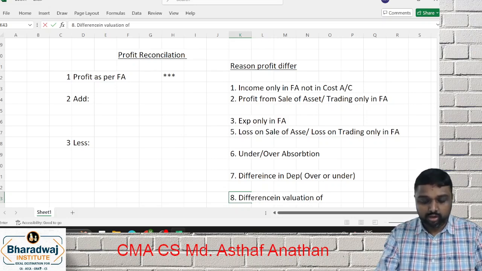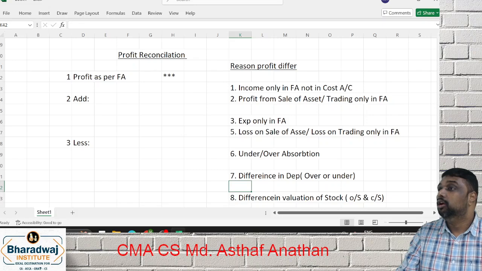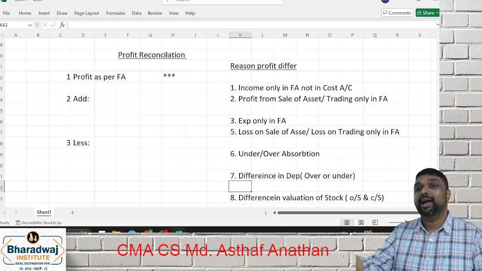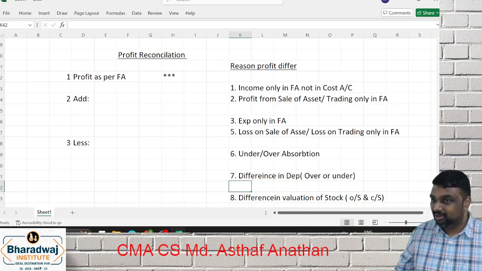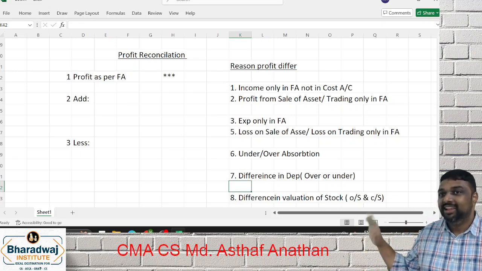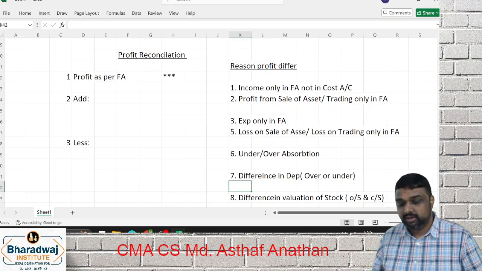Apart from this, finally, difference in valuation of stock, that is both opening stock and closing stock. In costing, there will be higher value, and in financial there will be less value. So over value in cost accounts and under value in financial accounts. This is a major item which will come under this heading.